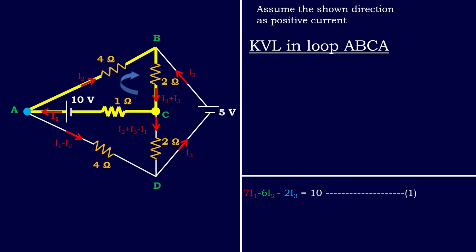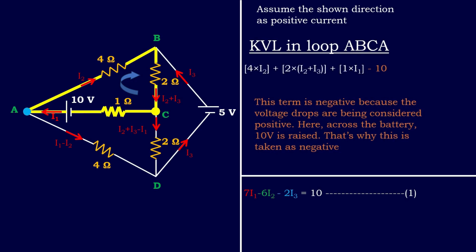The voltage drop across the 4 ohm resistor is written as 4 multiplied by I2. The voltage drop across the 2 ohm resistor is written as 2 multiplied by I2 plus I3. The voltage drop across the 1 ohm resistor is written as 1 multiplied by I1. Again, a negative sign is added here. This is because the battery causes a voltage rise and we are assuming voltage drops as positive.